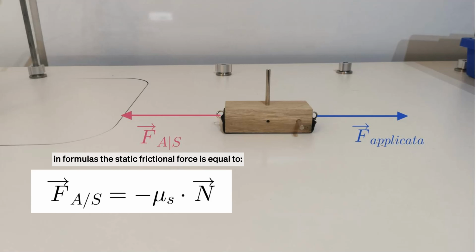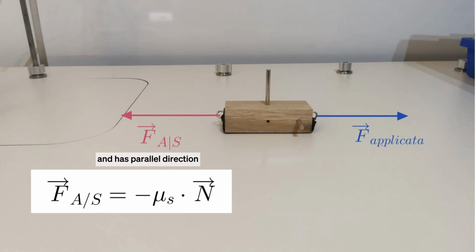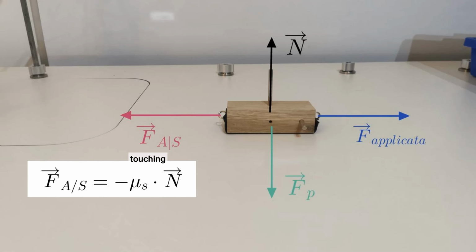In mathematical formulas, the static frictional force is represented as negative μs multiplied by N, where the negative sign signifies that the static frictional force is in opposition to the applied force, and more broadly, it is opposite to the motion of the body. Additionally, it is parallel to the plane along which the motion takes place. Mu represents the coefficient of static friction, which is a dimensionless numerical value that signifies the degree of roughness between the surfaces in contact. Conversely, N refers to the normal force acting perpendicular to the surface.